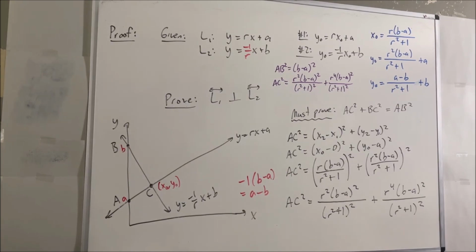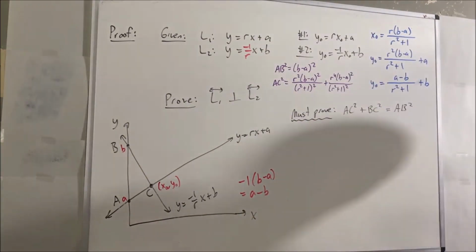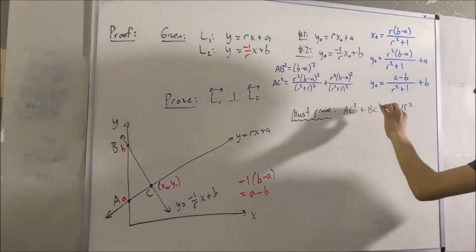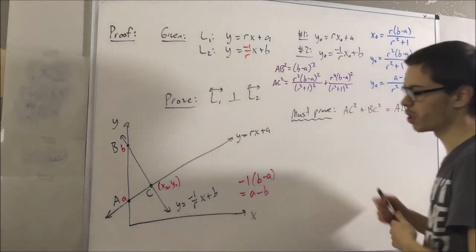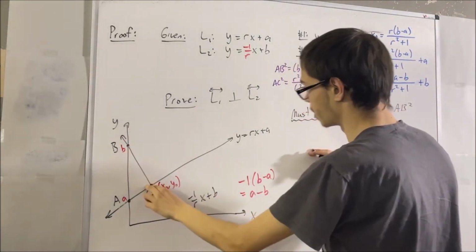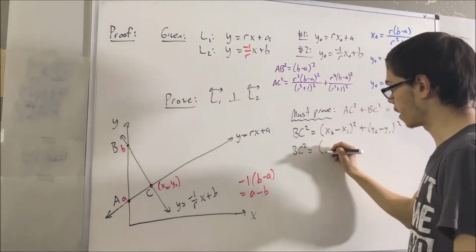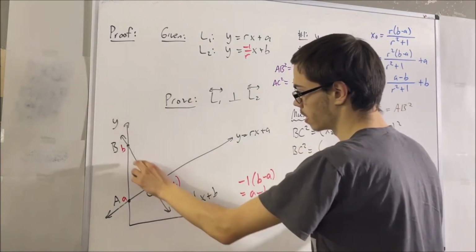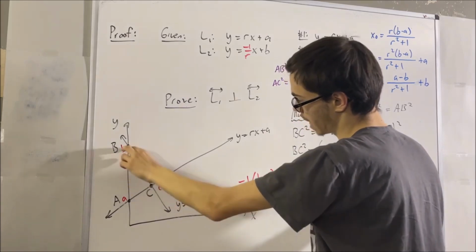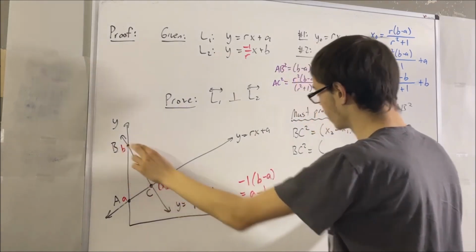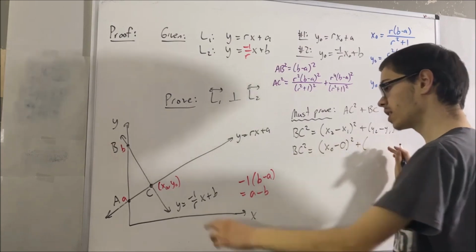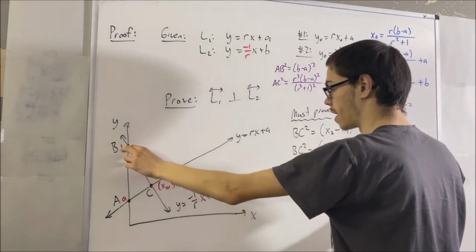So this is what we get. So now we need to evaluate what BC squared is, right? Which involves using the distance formula for these 2 points. Now in this case, our x coordinates are going to be x naught and 0, because again, we're on the y-axis, so it's going to be x naught minus 0. For our y coordinates, y naught minus b.